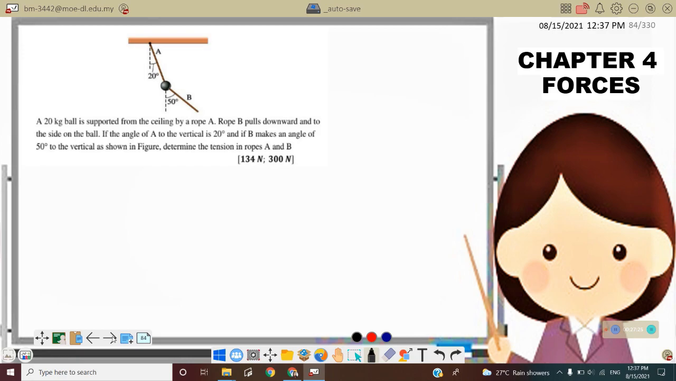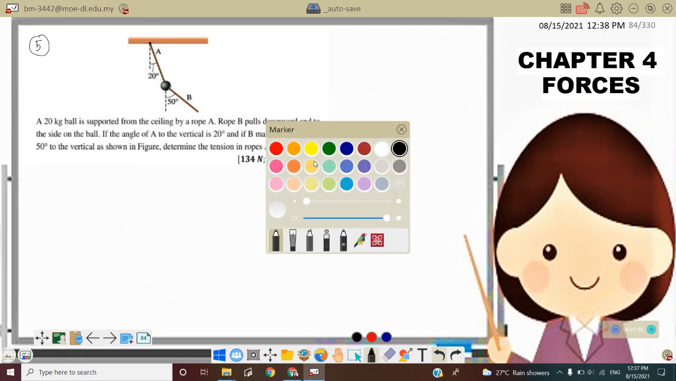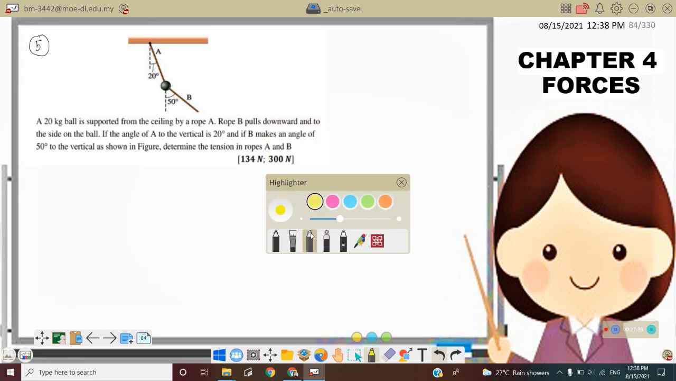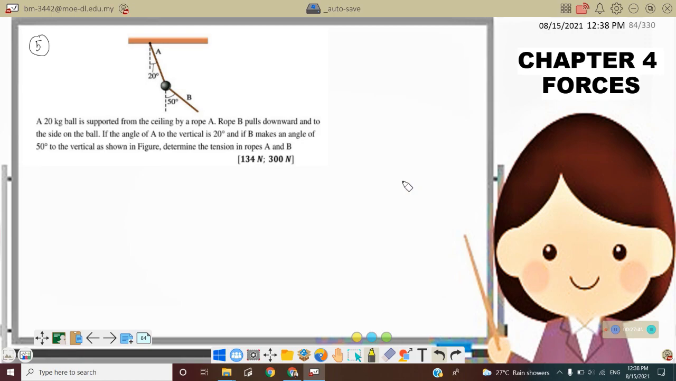Next we go to question number 5. A 20 kg ball is supported by a rope A, and a rope B pulls downward and to the side on the ball. If A makes an angle of 20 degrees to the vertical and B makes an angle of 50 degrees to the vertical, determine the tension in ropes A and B. So this ball is tied with two ropes, A and B.